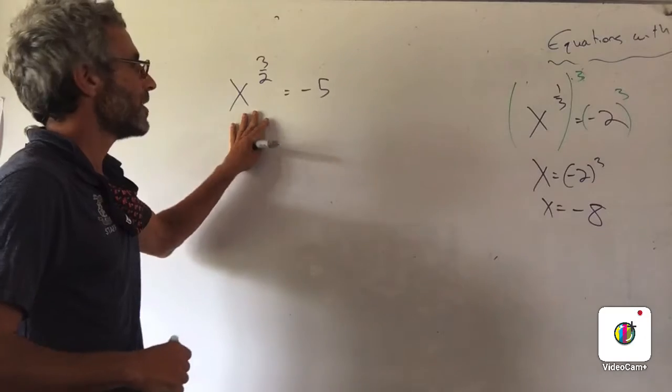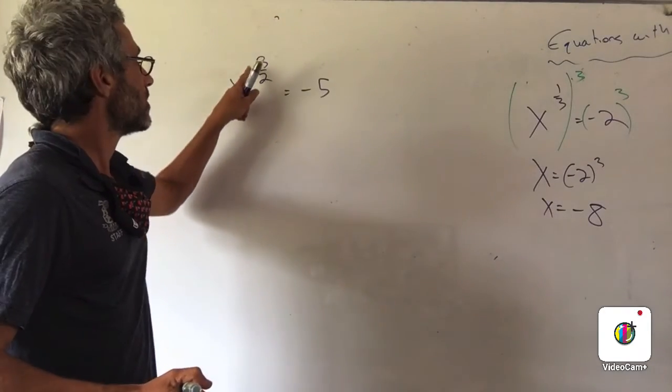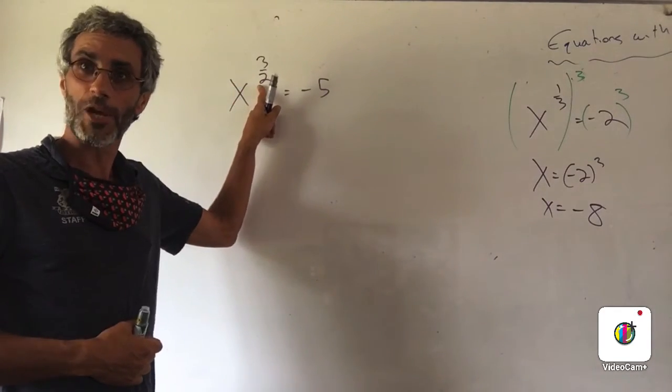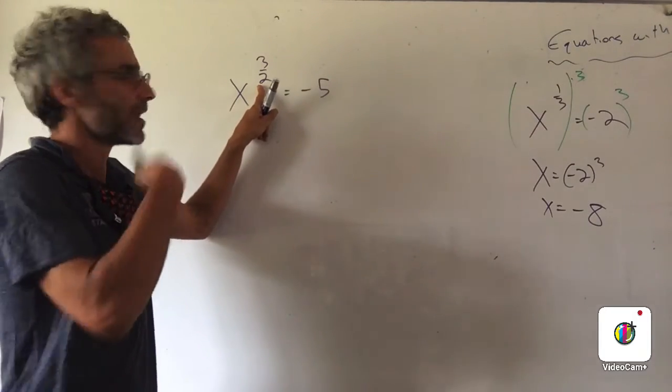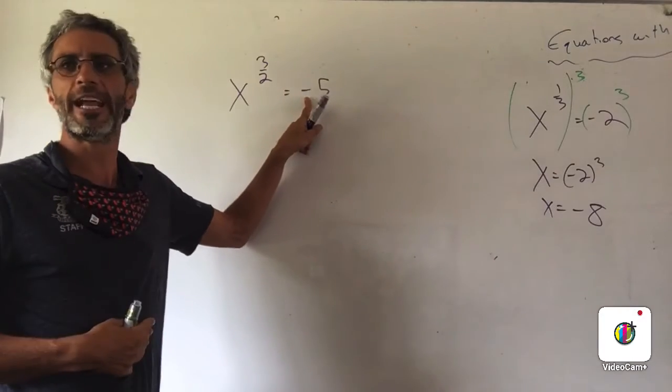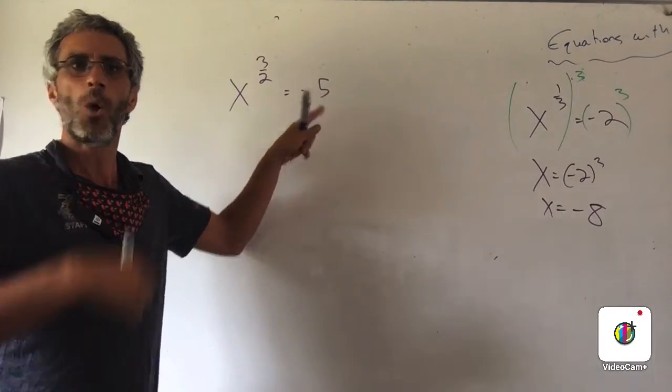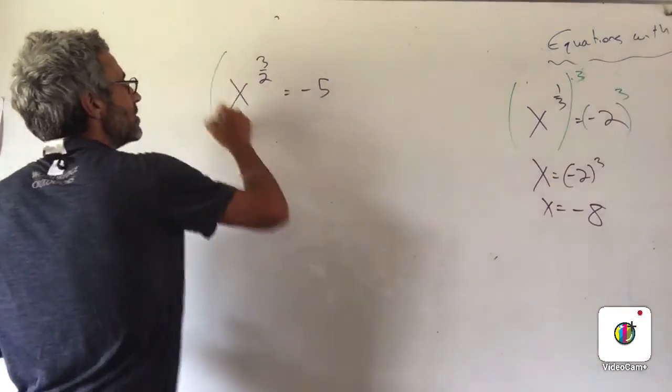Okay, right? What did I change now? Now I've got an even number. You can see that it doesn't matter if it's at the bottom. As long as you've got an even number, that makes things different. And I've got a negative number here. What should I do first? 2 over 3 brackets. 2 over 3.